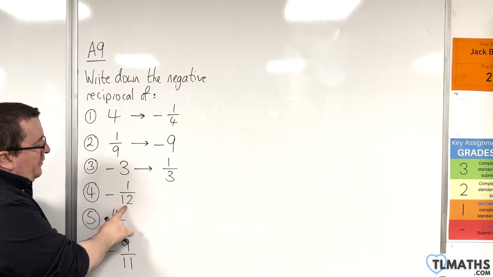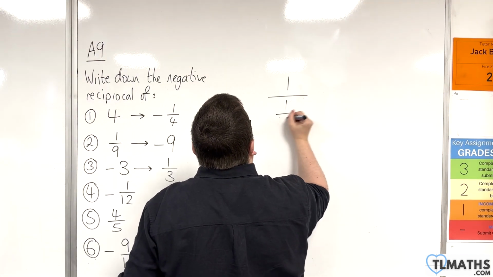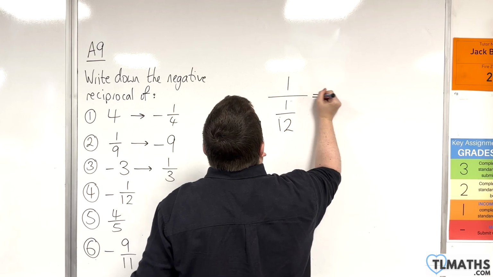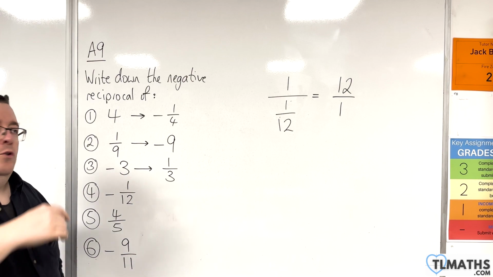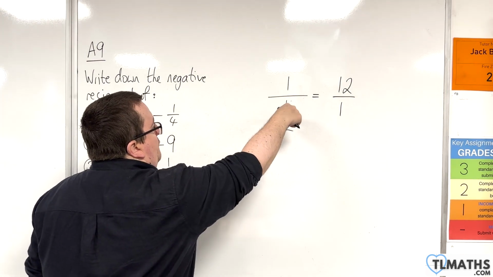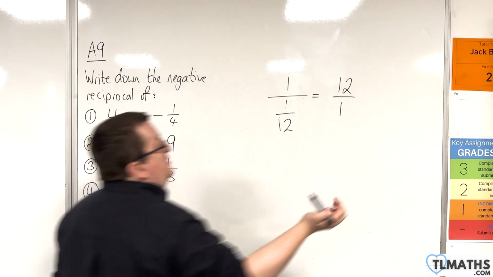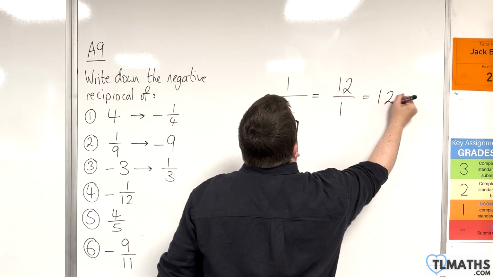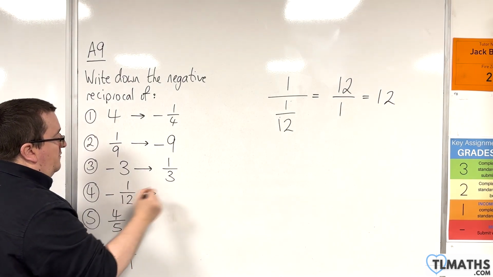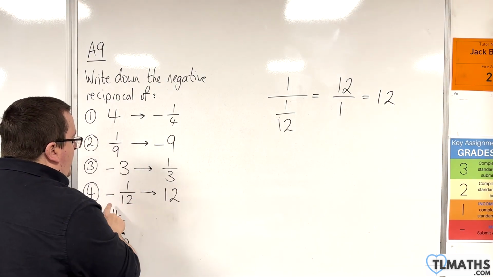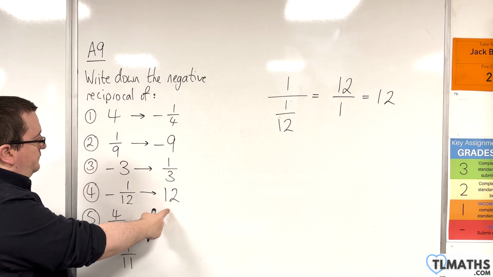So if we start with minus 1/12, 1 over 1/12 is the same as 12 over 1. Okay, so when you find the reciprocal of a fraction, you just flip it round. So you get 12 over 1, which is of course just 12. And then we need to change the sign. So a negative becomes a positive. So the negative reciprocal of minus 1/12 is 12.